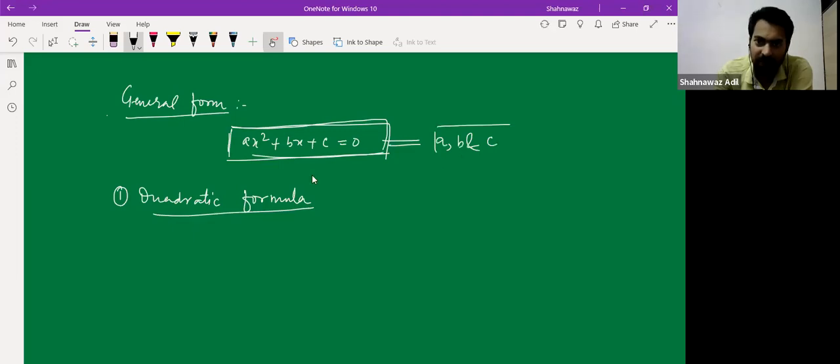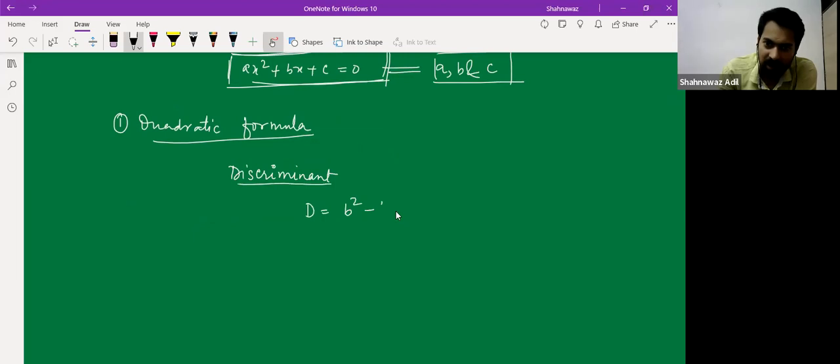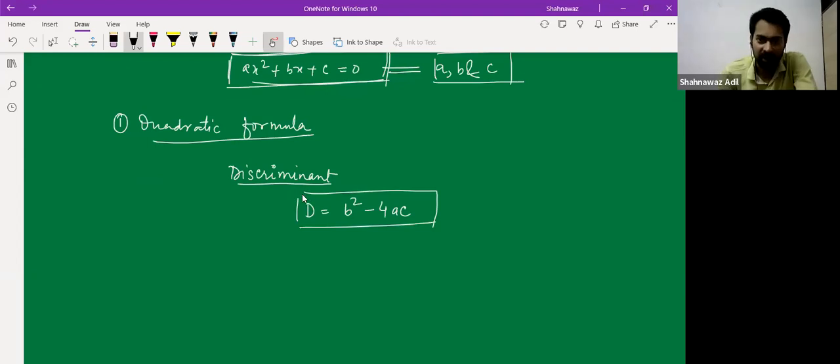And if we know A, B, C, then we can calculate the discriminant, right? And the discriminant is defined like this: D is B square minus 4AC. So this is the discriminant. And if we know the discriminant, then we can calculate the solutions of this quadratic equation, which are alpha and beta. And this is equal to how much, Adil? Do you remember?